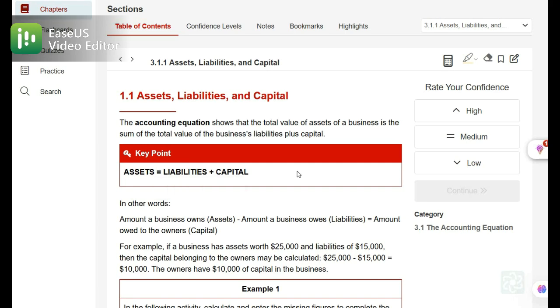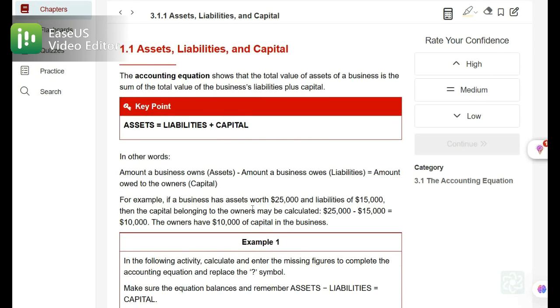So, asset in simple words, you can say the things the business owns, like cash, building, machine. And liability is the things or the money the business owes to others, like loan, bills. And capital is the money that belongs to the owner's share. So think of it like this: whatever the business owns, we call it asset, is paid for either by borrowing, meaning liabilities, or by owner's money, that is capital.